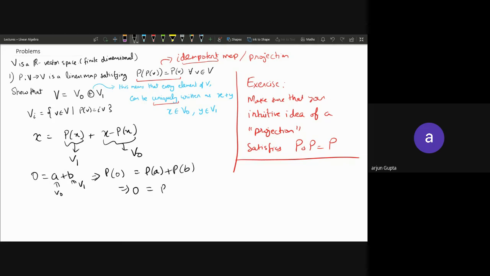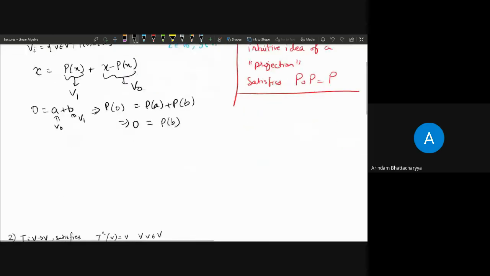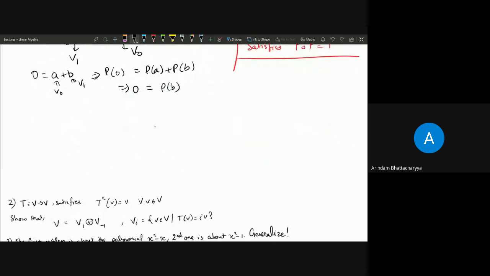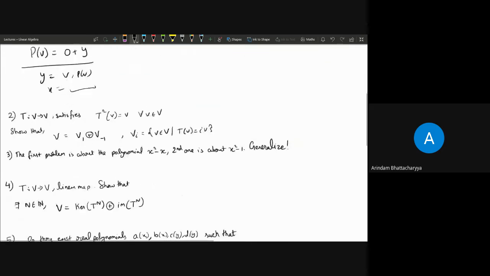Another way is to pick a v, and suppose v is of the form x plus y, right? And this is in V0, this is in V1. Then what is P of v? This goes to 0 and this goes to y. This gives you a linear equation, and you can solve for y in terms of P of v, and the same for x. All right, good.